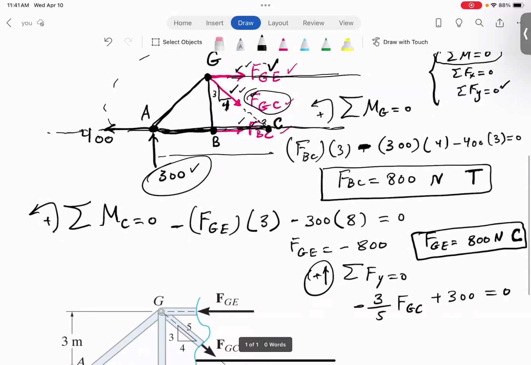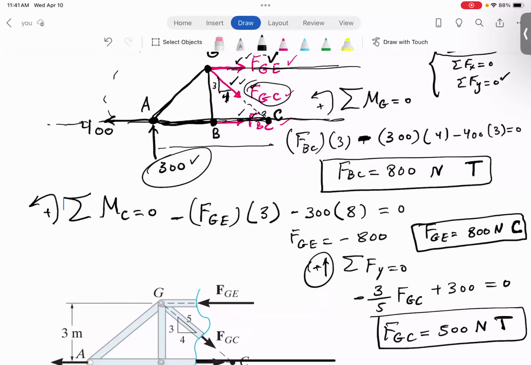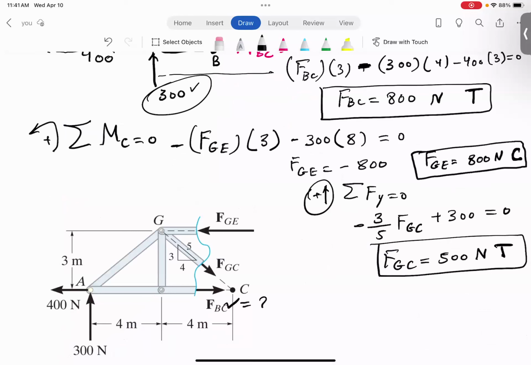So you see actually the correct directions here. You see BC is in tension and is 800. GC we just determined is 500. You see the direction is the same. And this guy has to switch direction, this one, and be 800 in compression.